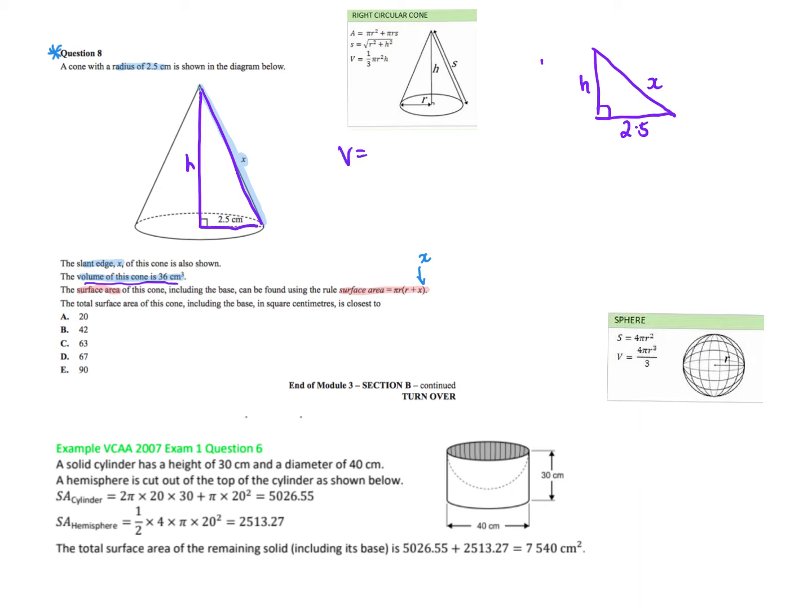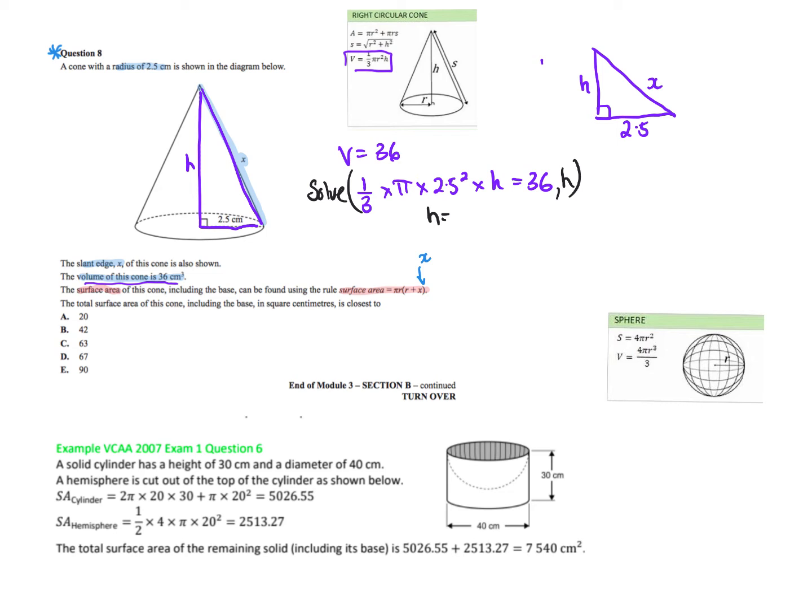So volume equals 36. But I've got a formula for volume. So I know that 1/3 times pi times the radius, which I have, times h equals 36. And with that, because I have the volume, I can find out what h is. So I can go solve, comma h, and let's find out what the height is for that.